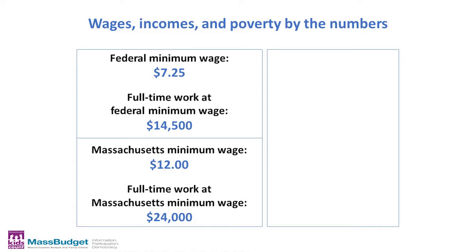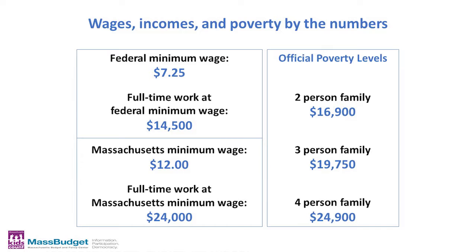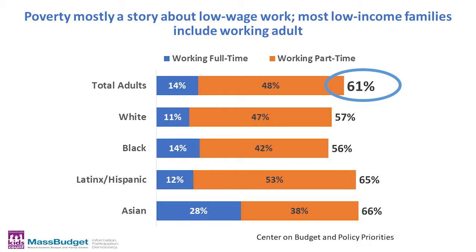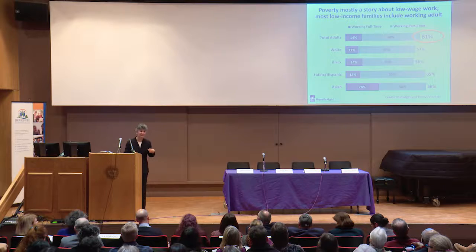So let's just look at it very quickly. This is the new Massachusetts minimum wage, just as of January 1st, $12, full-time work at the Mass minimum wage. These are the official poverty levels. The point is, people are working. You can be working full-time, working really hard, and still be poor. You don't have to look at all these numbers. Just look at that 61%. I want to make the connection between low-wage work and poverty. I think most of you who work in the community know that most people who are poor are working. They're just not earning enough.